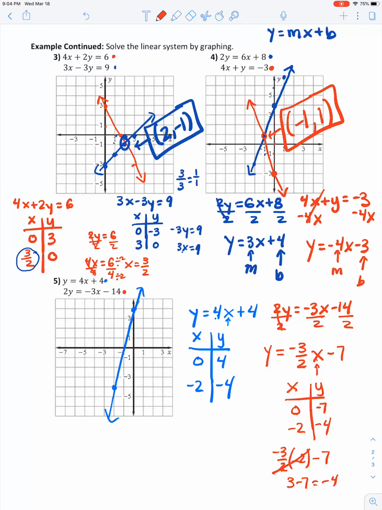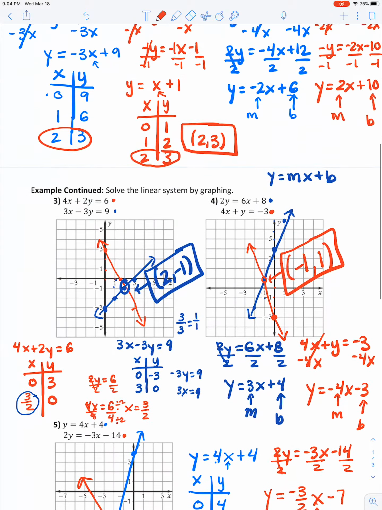Okay, plotting these points, we have (0, -7) and (-2, -4), which I can see is right there. So that is my point of intersection. That means that's my solution to this problem right here, the point (-2, -4). That's my answer.